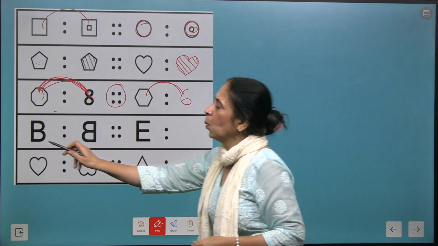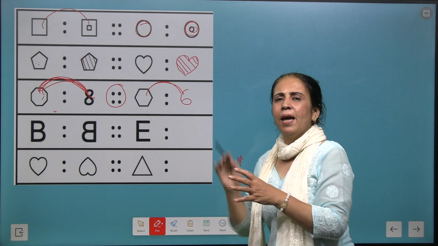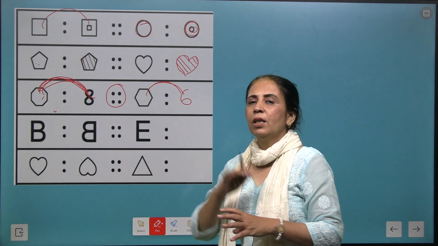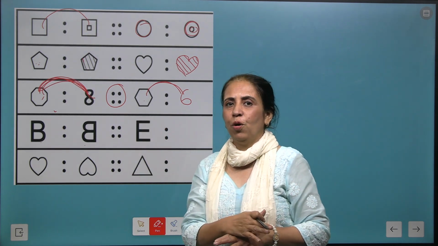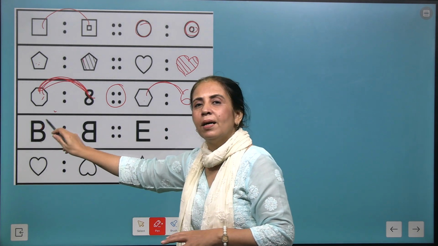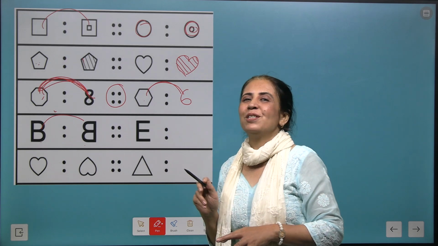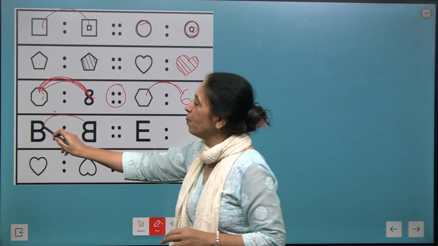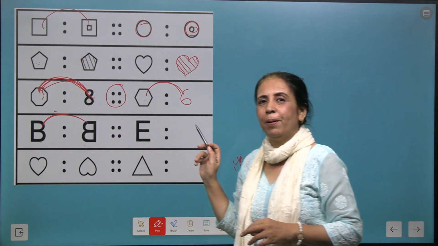Moving ahead, what is the relation here? See, every time you could see a different pattern of relations. There is no same pattern followed. Here we could see the mirror image. Good going, clapping for you. So this is the mirror image of alphabet B.